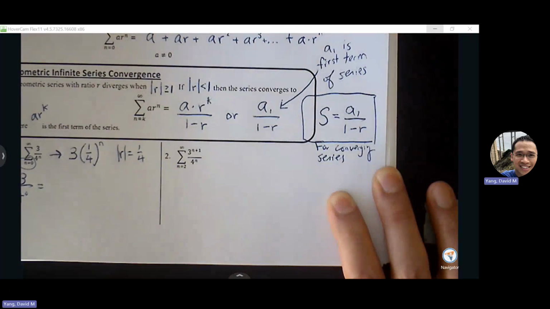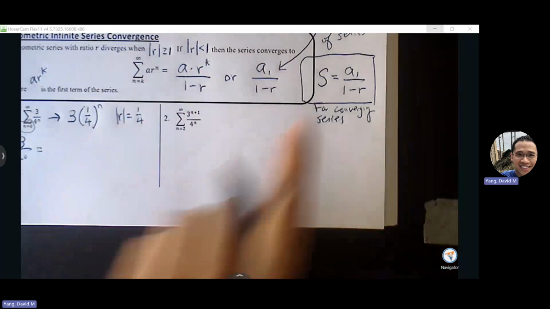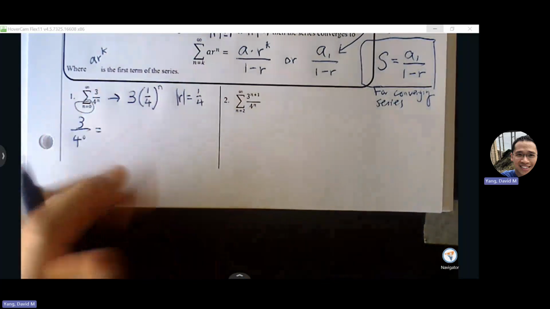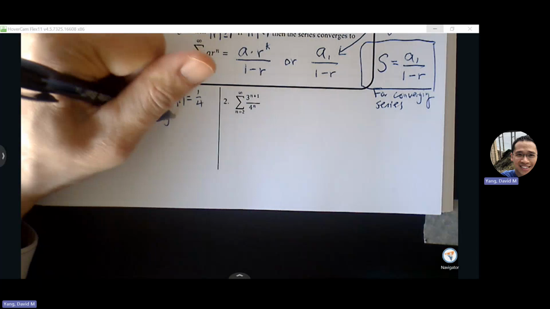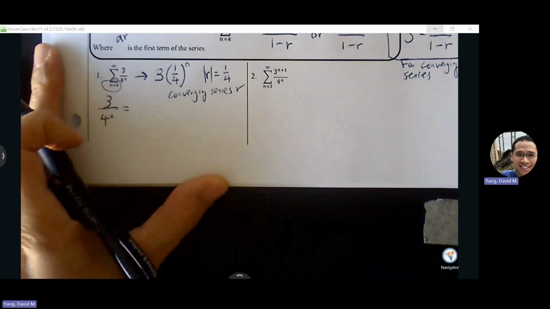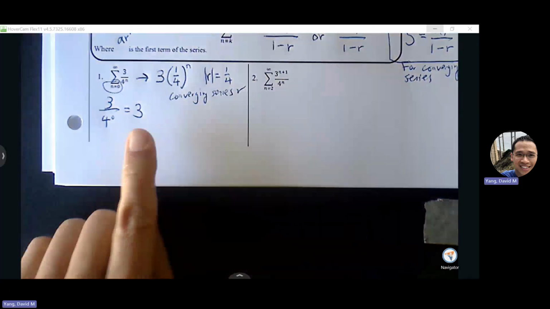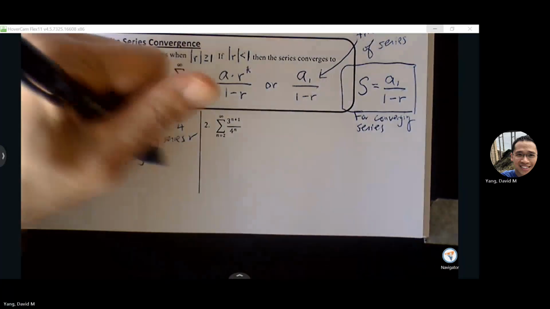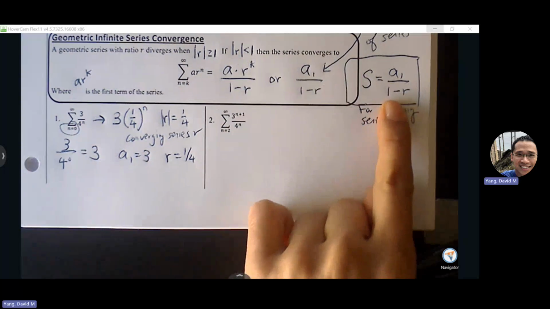No, we're plugging n equals 0 to figure out what the first term is. We're just trying to find a sub 1. We've already established that we have a converging series. Let me write that here. This is a converging series. Now our job is to figure out what the sum actually is. So 3 over 4 to the 0 equals what again? 3. Okay, so I have my a sub 1, and I have my r equal to 1/4. Now I can just put it into my sum formula.